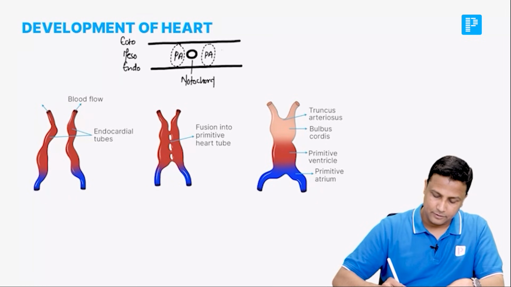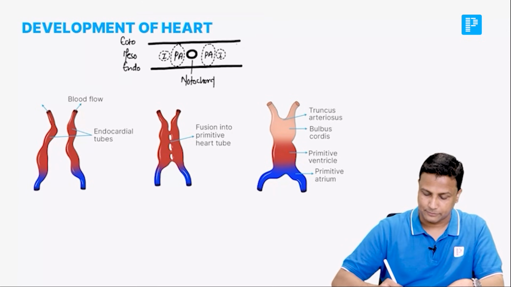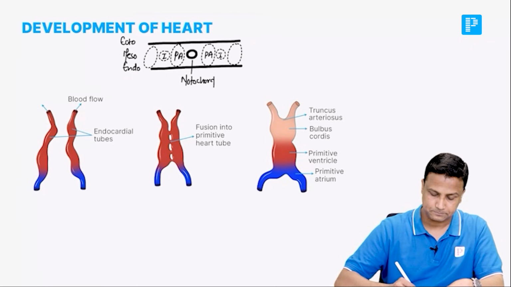And then in the middle, you'll have the intermediate mesoderm. So suppose this is the intermediate mesoderm, and then you'll be able to appreciate one more here. This will be the lateral plate mesoderm.